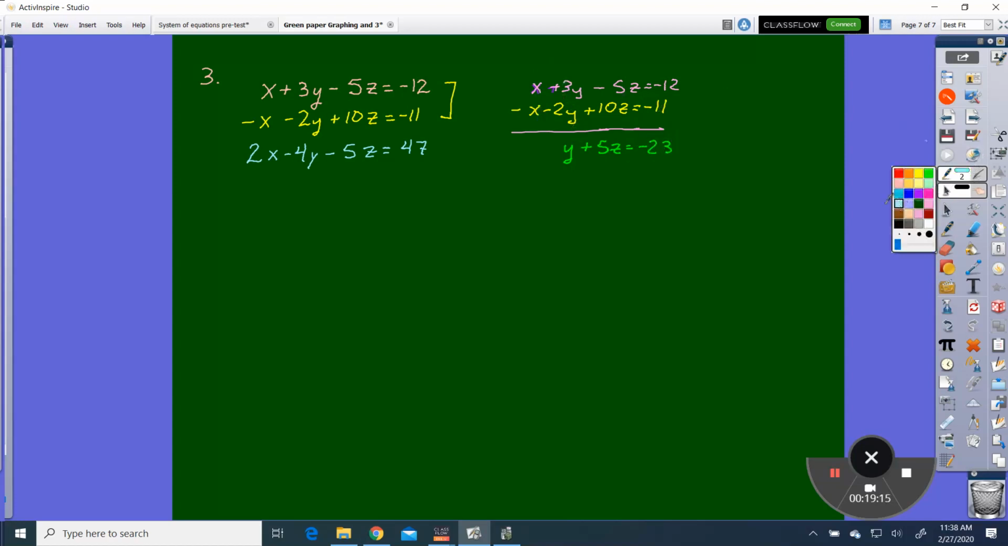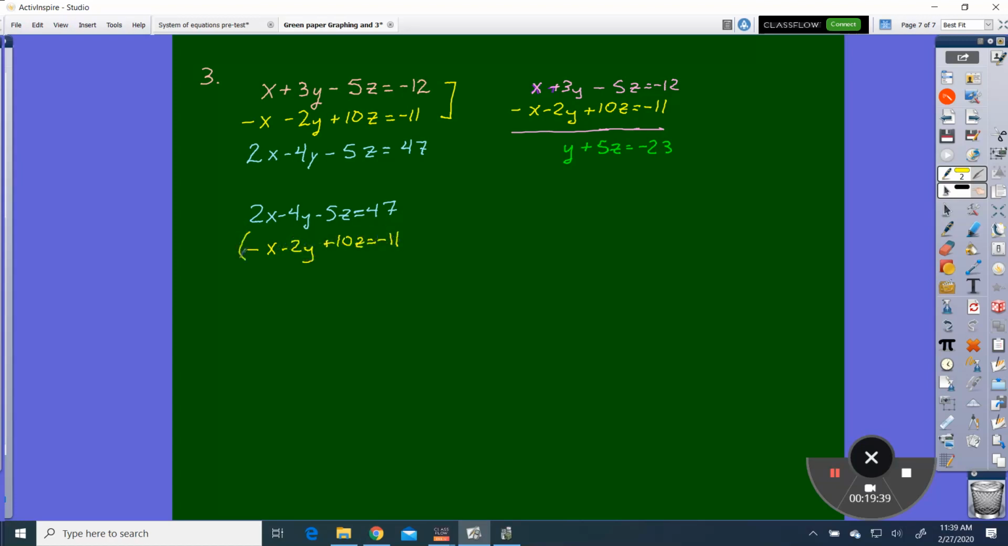But now I have this blue equation. I have 2x minus 4y minus 5z equals 47. And I need to get rid of the x from it. So I've got to use either the purple or the yellow one. I'm going to use the yellow one because it already has a negative with that x. Okay, so here's the yellow one. So these are the 2 equations I'm going to work with.